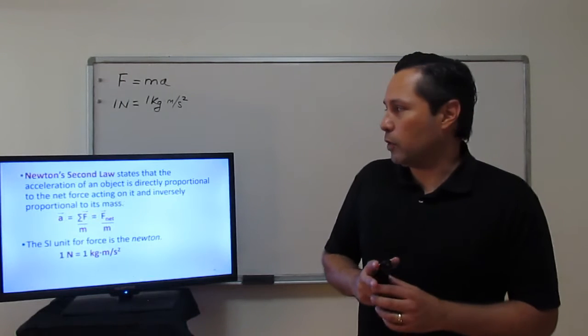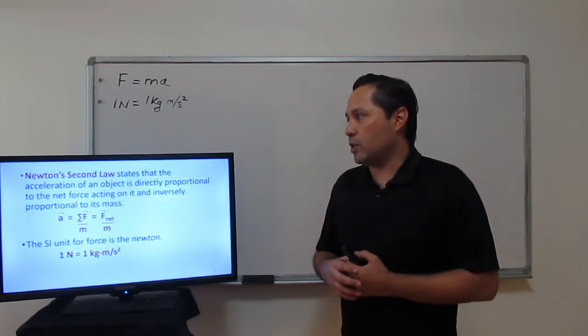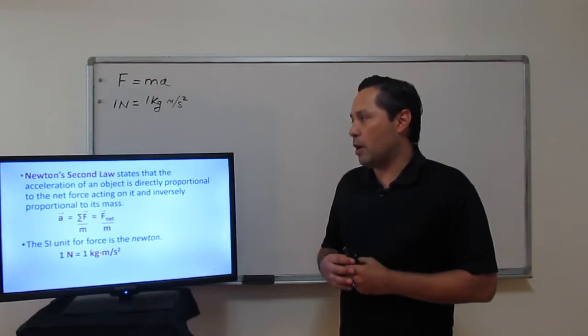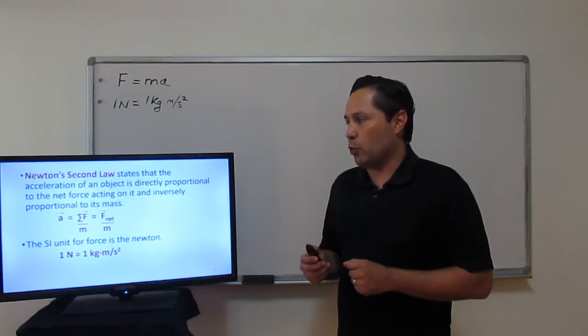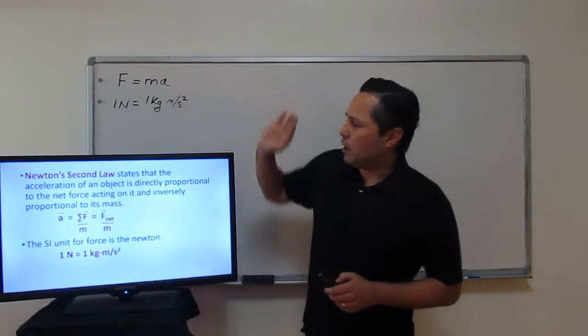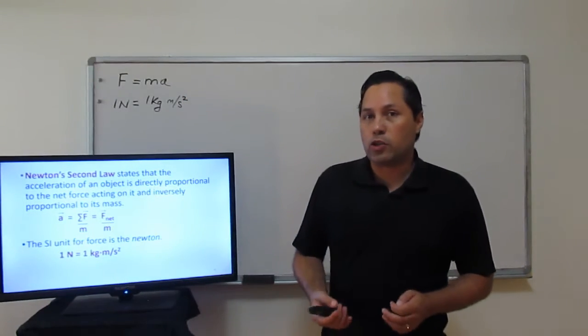Second of Newton's laws we're going to look at, and that's the one we're going to use today quite a bit. It states that the acceleration of an object is directly proportional to the net force acting on it and inversely proportional to the mass. So the formula, I rewrote it here, but let's take a look at the one that's here. Here they isolated the acceleration.